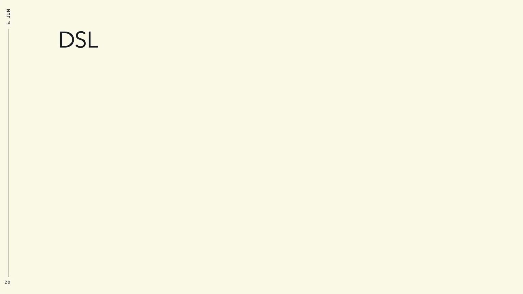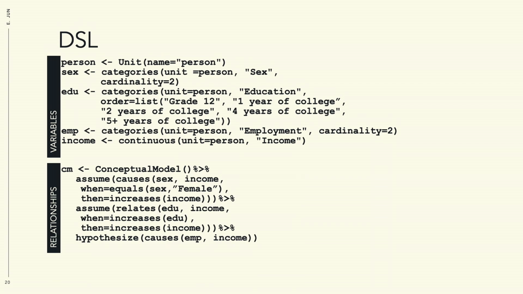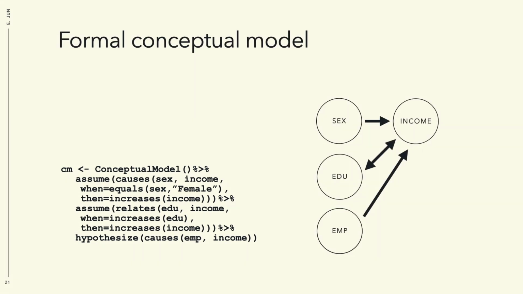So just to give you a quick overview of what the DSL looks like, there are three key sets of language constructs. First, for specifying one's variables of interest. Second, for specifying conceptual relationships between those variables. And third, a query asking for the average causal effect of a specific variable on an outcome variable. For here, I'm just going to focus on the conceptual relationships, or how we develop a conceptual model.